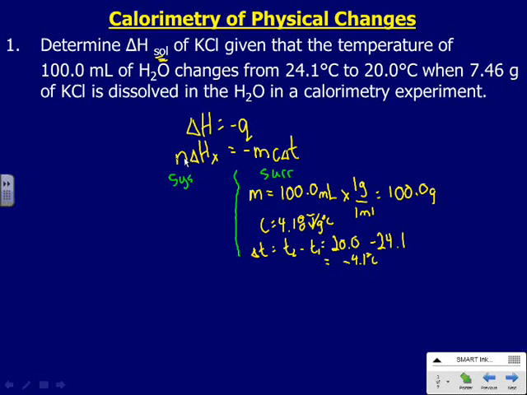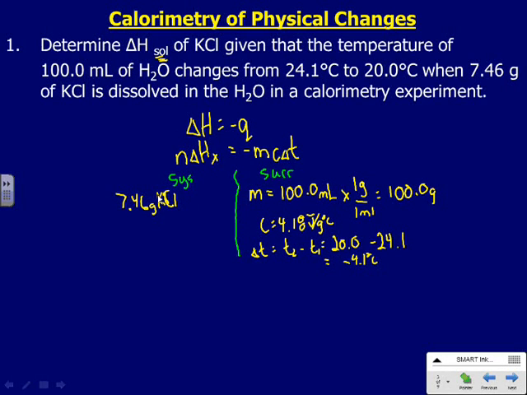Back to our system. We need some moles because we want to solve for the delta HX. So what is our system? Our system is potassium chloride, and it is dissolving. The question is, how much potassium chloride? And we're told here in grams that we have 7.46 grams of potassium chloride. Pardon me, KCl. All right?